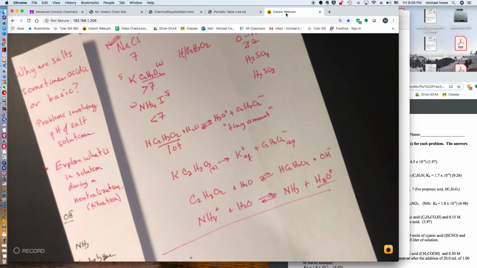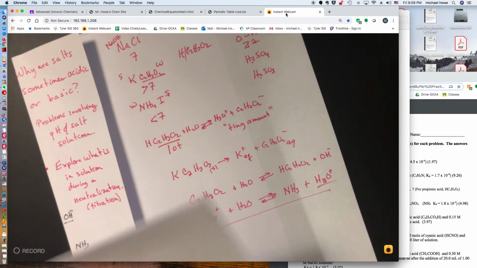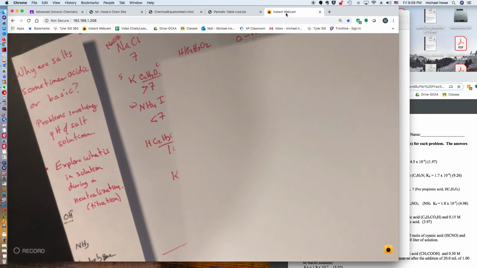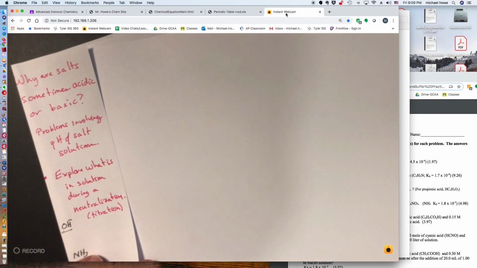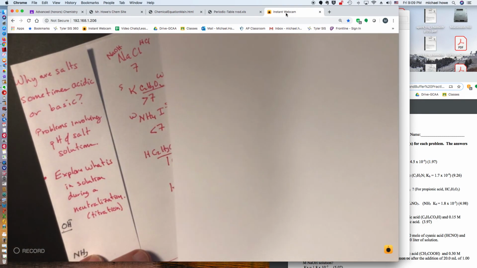Now, if the ion's from a strong acid and a strong base, both of them wanted to ionize, and so there's no attraction for the protons from water, or no desire to give a proton to water. All right, the next thing I wanted to look at today was problems involving pH of salt solutions, and I'm going to show you a quick relationship. I'll use the equations that I already have. Well, I'll rewrite them.